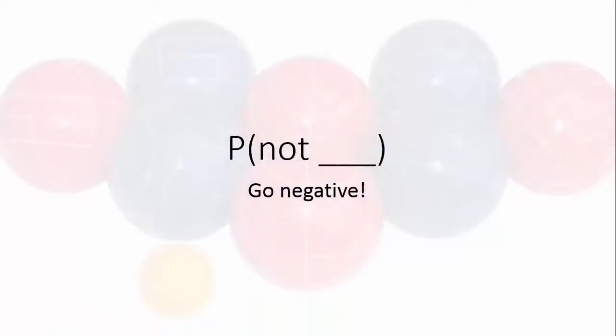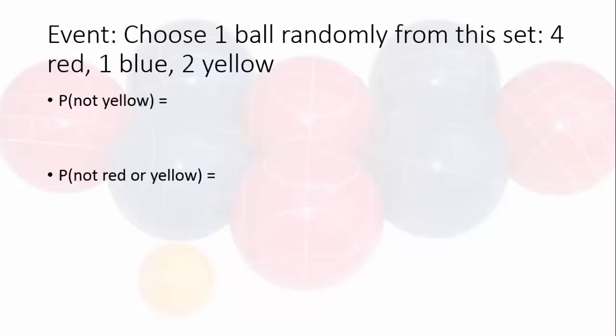Finding the probability that something is not going to happen is going to require some subtraction or just looking at all the options. In this event, you choose one ball randomly from a set that has 4 reds, 1 blue, and 2 yellows. Let's write that down. I like to get the total right away.